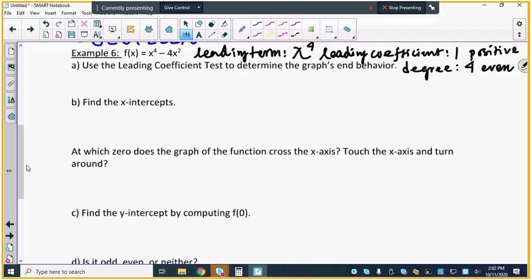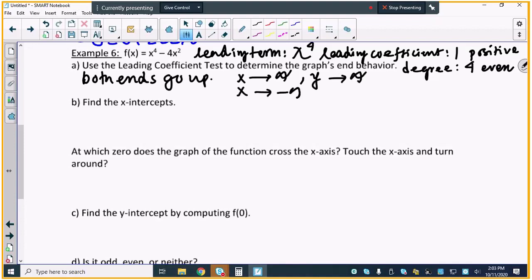And that's even. We are interested in odd or even for the degree. So what do we do? Even degree, positive leading coefficient is like x squared. So it goes up. So both ends go up. Or you can say as x goes to far right, y goes to infinity. As x goes to far left, y goes to infinity.